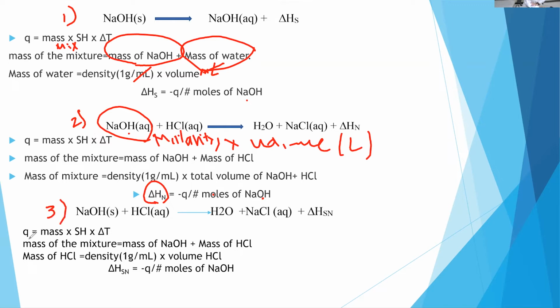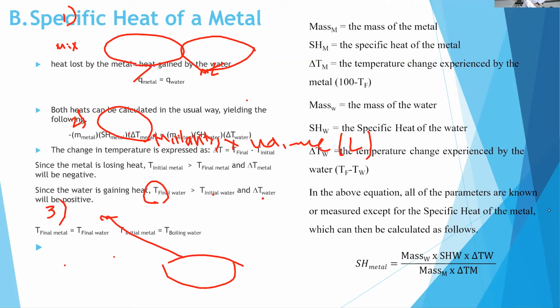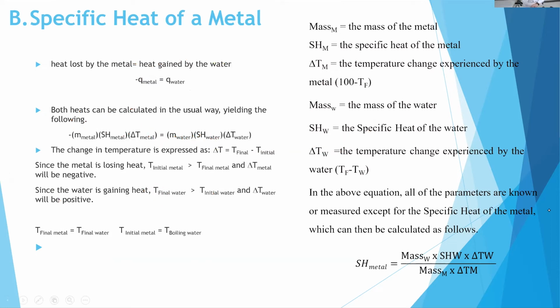For reaction 3, you do a similar calculation. The mass of the mixture is the sodium hydroxide, because it's solid, plus the mass of HCl, and to find the mass of HCl, you assume a density of 1 and use the volume of HCl. Moles of NaOH you find from the mass over molar mass. And that is going to give you the delta HS, delta HN, and delta HSN.